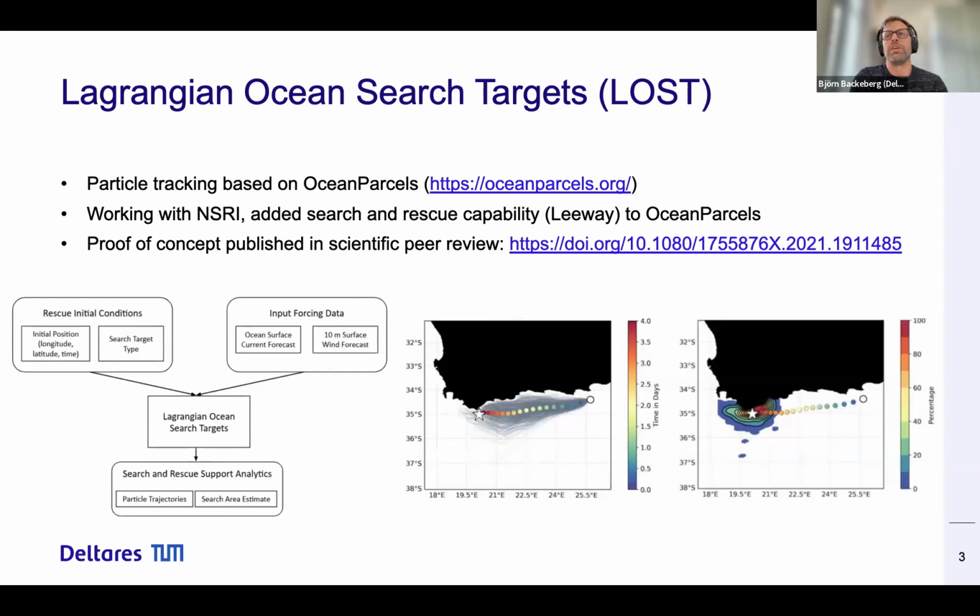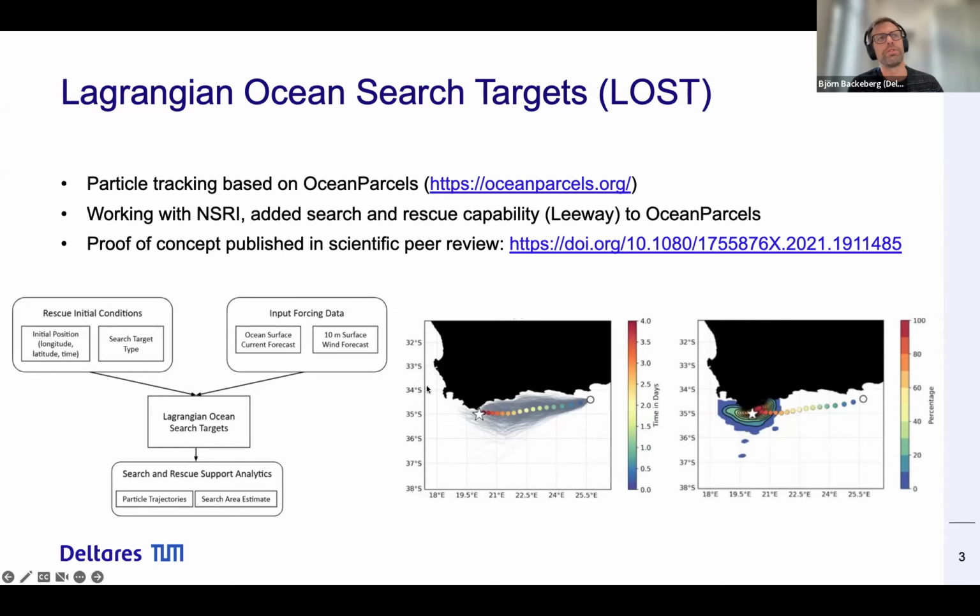A little bit of background in terms of what we've done: LOST is essentially a particle tracker built on top of Ocean Parcels, a particle tracker developed at Utrecht University. We worked together with the National Sea Rescue Institute in South Africa to add the leeway, which is how different objects in the ocean respond to wind forcing. In a proof of concept paper, we published a number of use cases demonstrating that this combination of leeway with Ocean Parcels and Copernicus data gives relatively good estimates of where you could expect to find objects that are lost at sea.